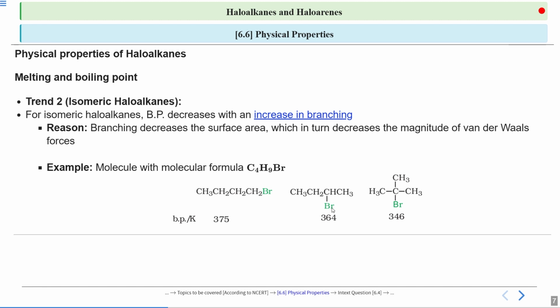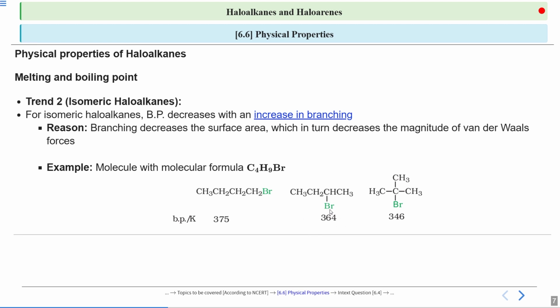So you are putting the bromine at the second carbon, so there is a substituent present in this straight chain of the 4 carbons. So this is comparative to this first structure. The second structure is a branched isomer, right? So its boiling point will decrease due to the increase in the branching. So 375 will be decreased to 364 Kelvin.